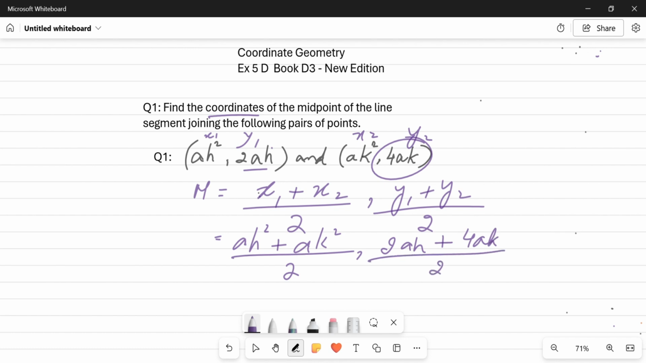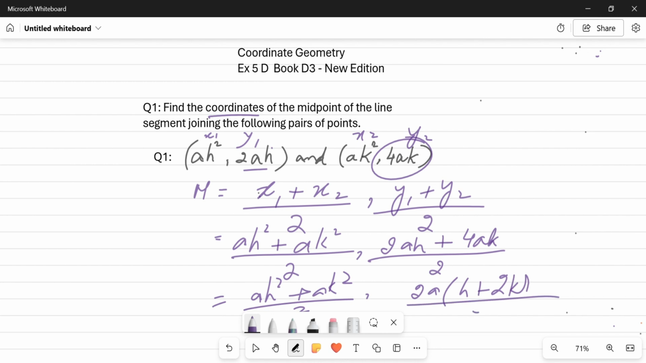over 2. Now here, the first coordinate will remain as it is, over 2. And here 2 is the highest common factor. We need to find the common factor of 2ah plus 4ak, so you can take 2a. And in the first one, you can take a common factor as well. So I'm taking 2a(h + 2k), and 2 and 2 cancel, and this is the answer.